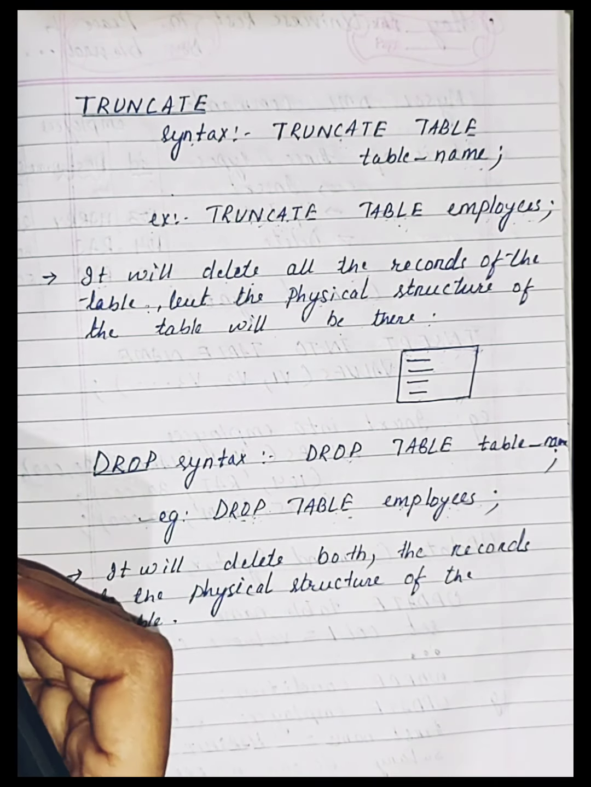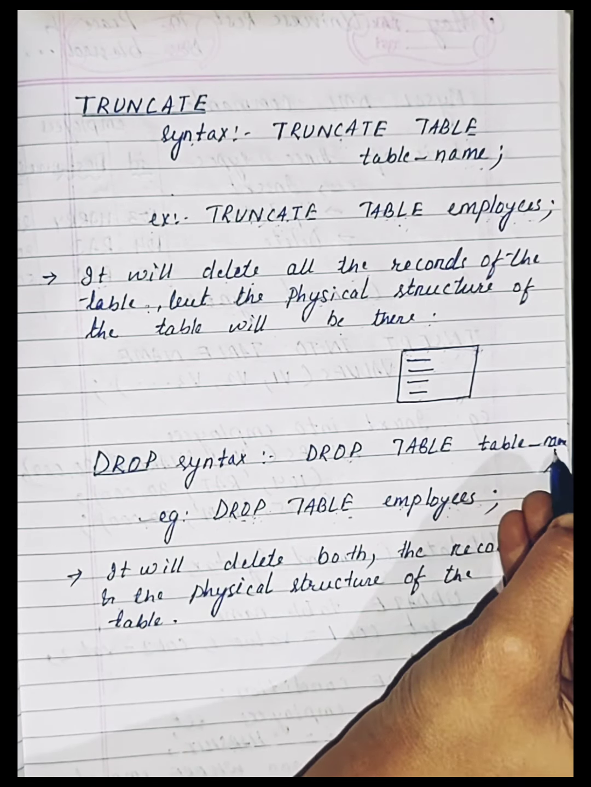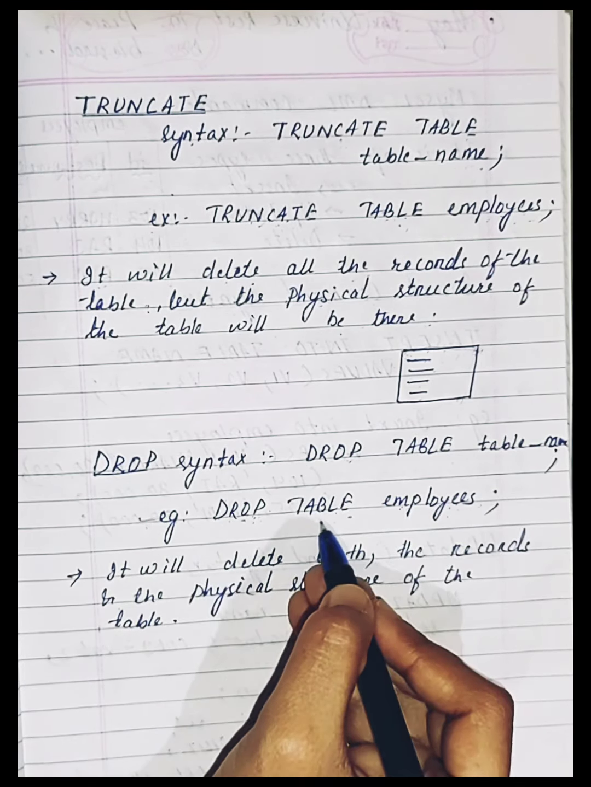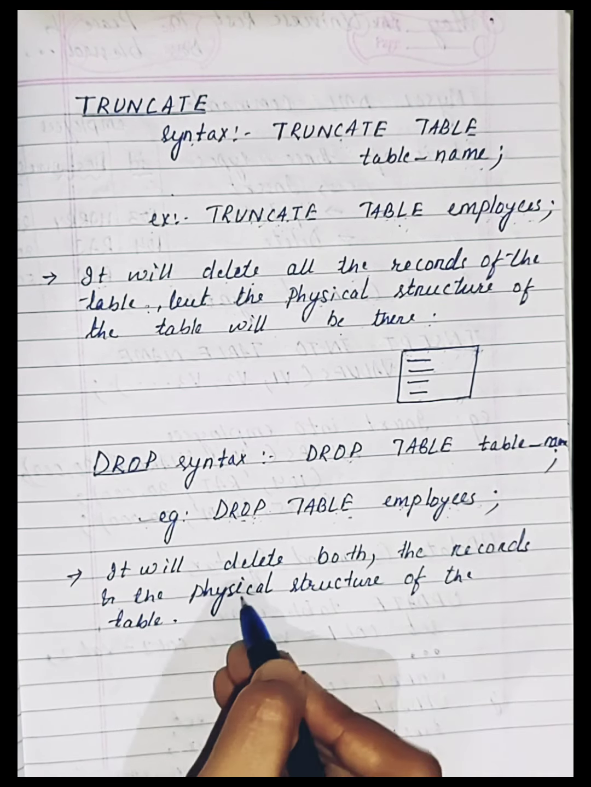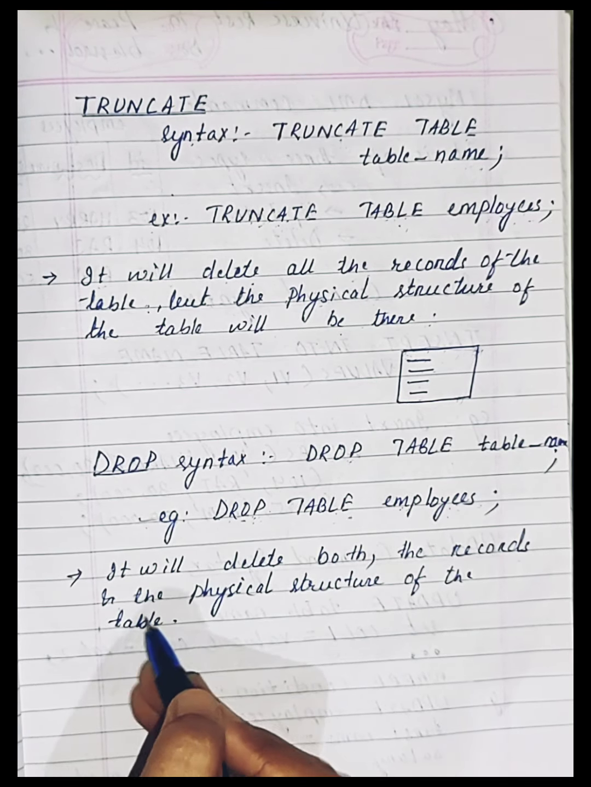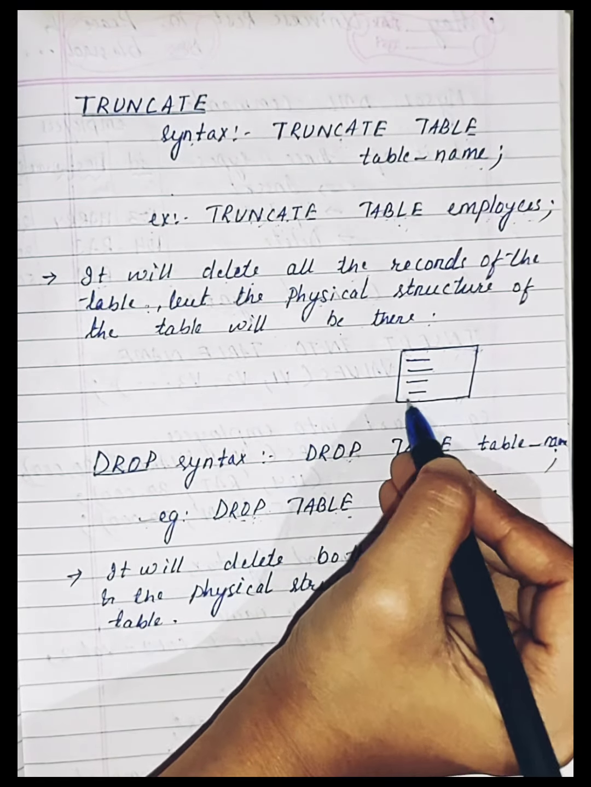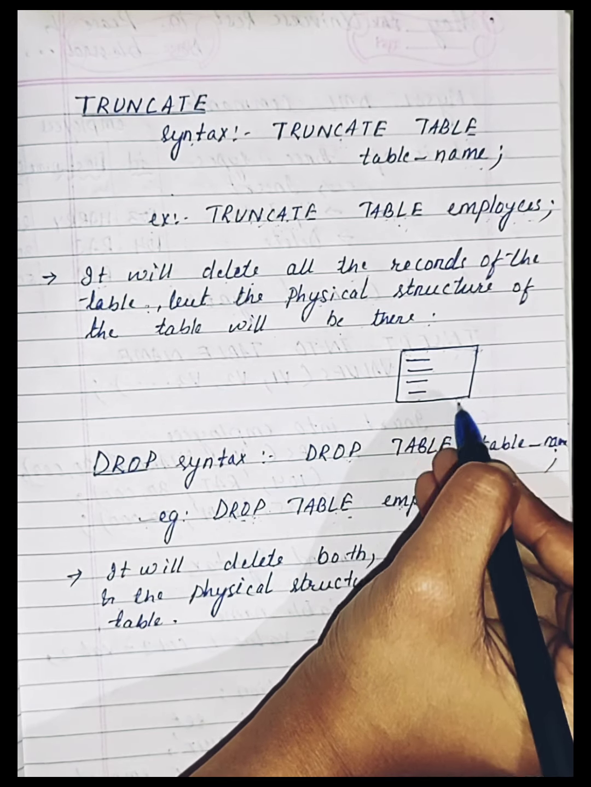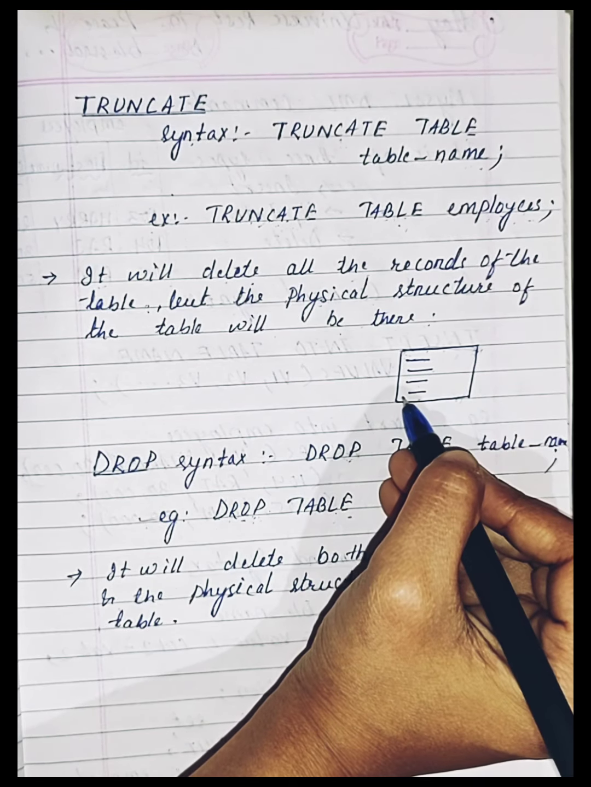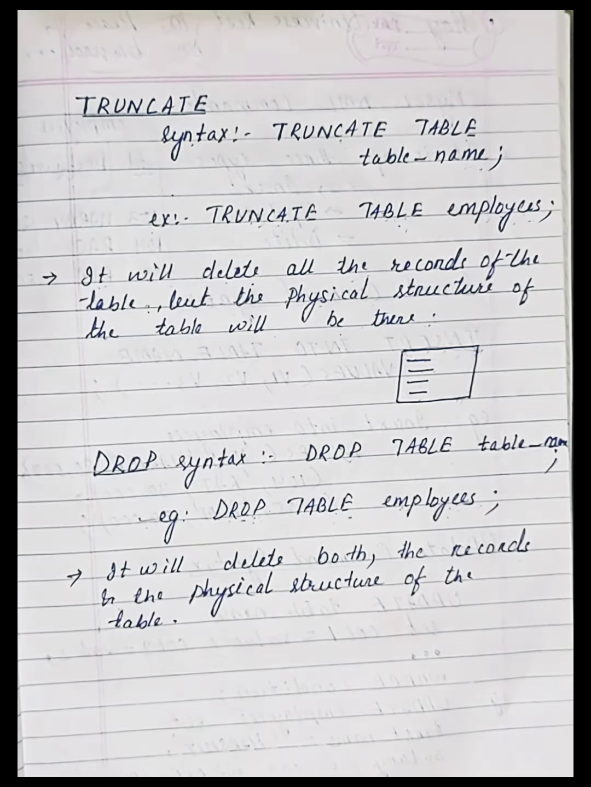Now moving ahead to the drop command syntax. The syntax is drop table, table name, then semicolon. Example, drop table employees. It will delete both the records and the physical structure of the table. So after using the drop command, it will delete everything; in addition to deleting the records of the table, it will also delete the physical structure of the table. I hope you are clear about the difference between the drop command and the truncate command.